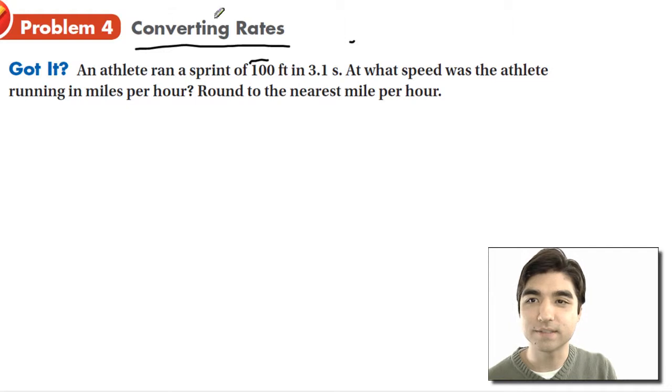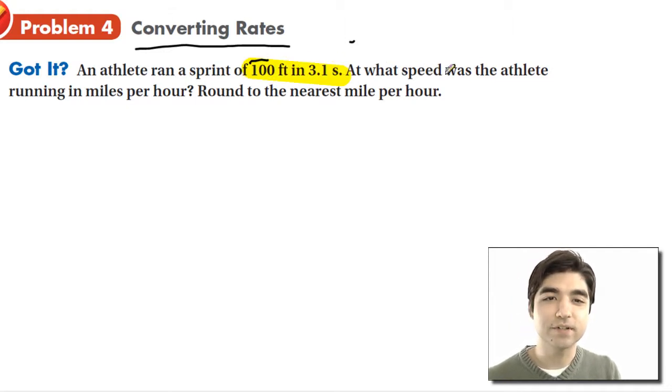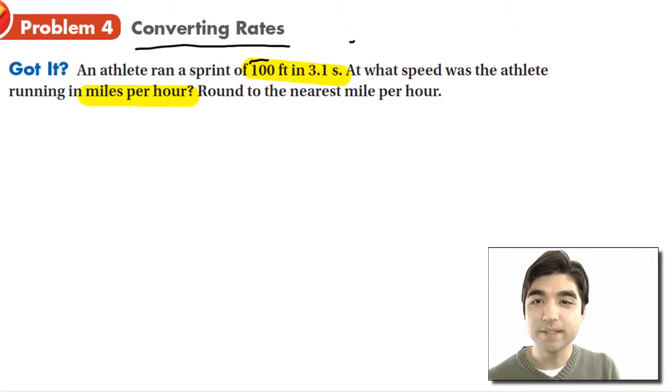here. Let's use a highlighter. 100 feet in 3.1 seconds. And they want us to convert this speed into miles per hour. So we need to convert multiple things here. We need to convert the feet to miles, and we need to convert the seconds into hours.